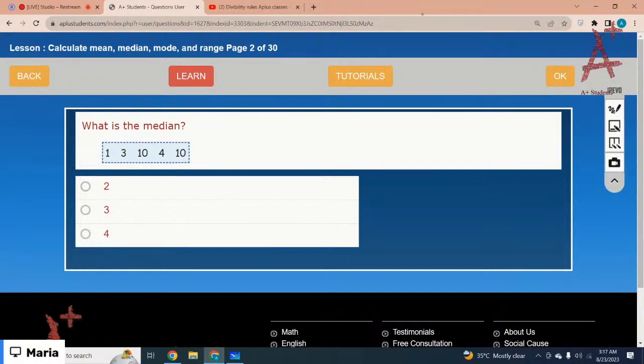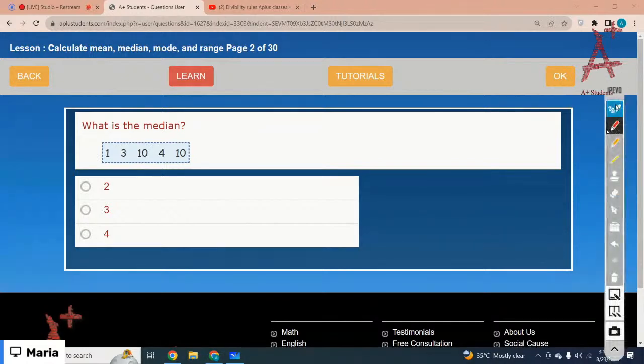What is the median of the data? Whenever you have to calculate the median of the data, you have to orient the data from least to greatest, and then you have to find the middle one, right? Let's just arrange them: 1, 3, 4, 10, and 10. The median is the middle number that divides the data into equal parts.